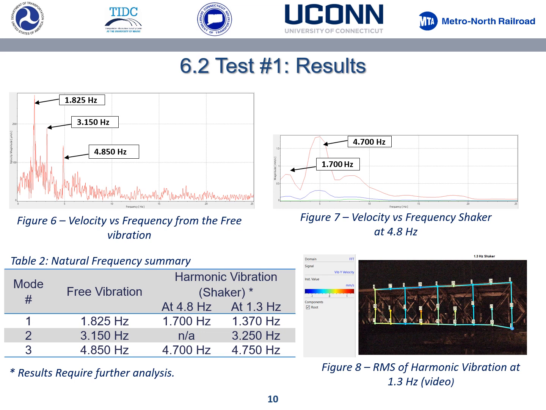Test 1 results. After processing the data using the theory described above, figure 6 shows the velocity frequency from the free vibration, where we can clearly identify the three natural frequencies, the peaks. In figure 7, we have the velocity frequency from the shaker at 4.8. Table 2 is the comparison from different analyses, and the natural frequencies identify the three mode shapes. Figure 8 shows the mode shape of the vibration using the root mean squared from the harmonic vibration at 1.3 hertz.